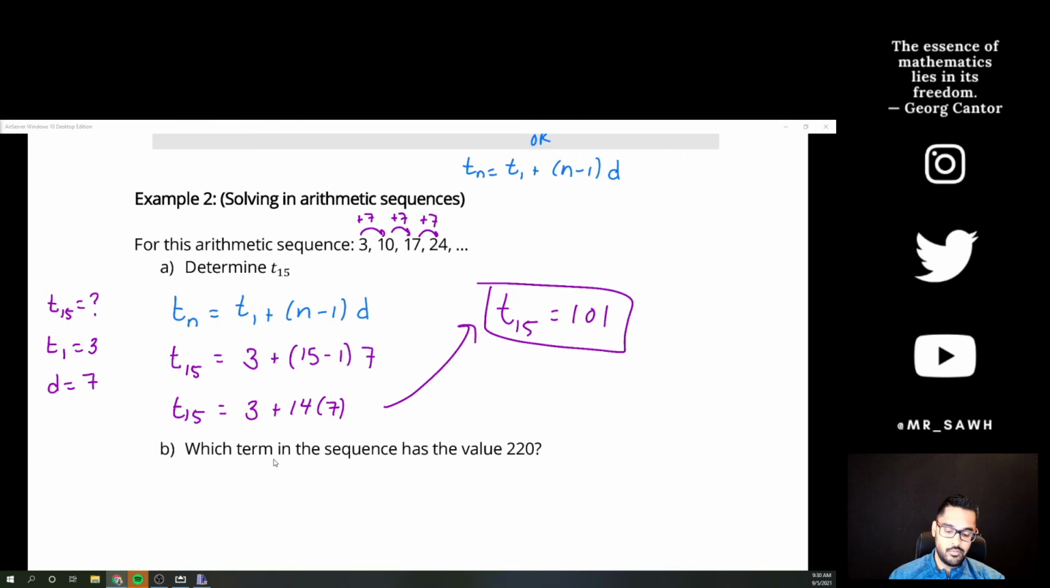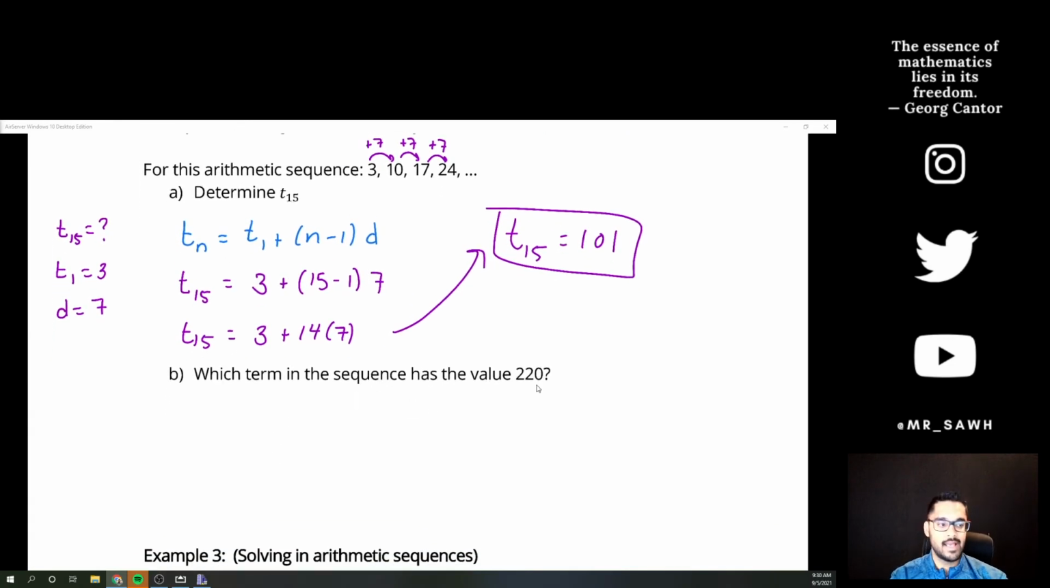Part B asks you which term in that sequence has the value of 220. Which term is it that has the value of 220? If you think about what it is we don't know, we actually don't know what term has a value of 220. I know it's going to be some term value. The issue is I don't know what n that happens to be. I don't know how many times I have to add my common difference. That's what we're going to try to find. So we use the same formula that hasn't changed. Tn equals T1 plus n minus 1 common differences. I don't really know that, but I can plug in what I do know and find out what's missing.